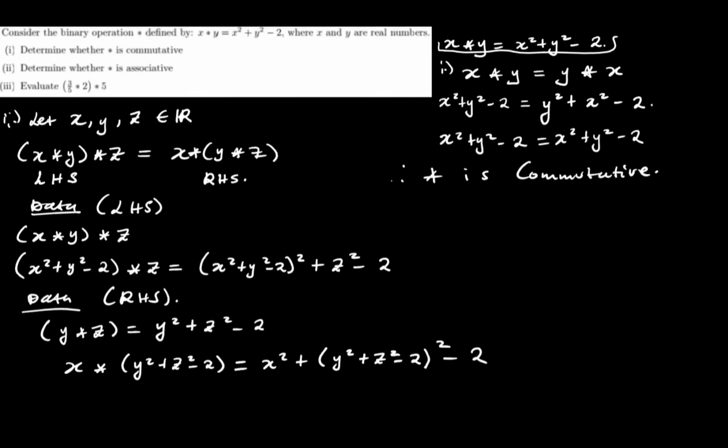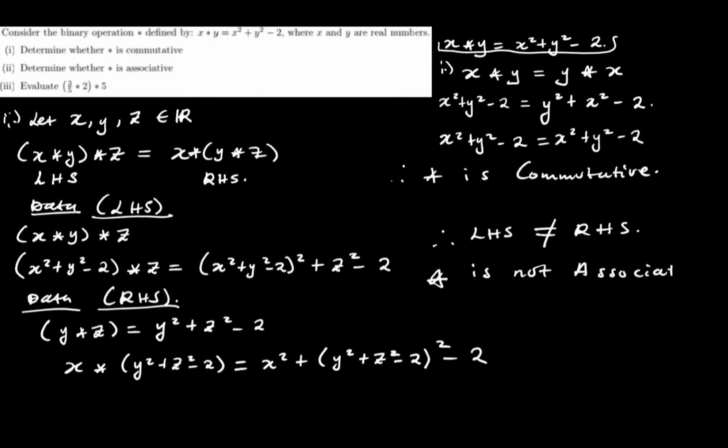As you can see, the left-hand side is not equivalent to the right-hand side, because this doesn't look anything close to this. Therefore, since the left-hand side is not equal to the right-hand side, star is not associative. So basically, that's how you go about solving this portion.